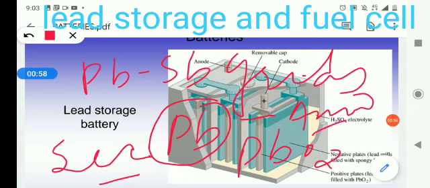This concept should be in your mind: if free metal is present anywhere, that will construct the anode in the battery. In this case, the grid having lead oxide will construct the cathode, because at this electrode oxidation cannot take place, as the metal is already oxidized to lead oxide. But here the metal is free, so it will undergo oxidation and construct the anode.